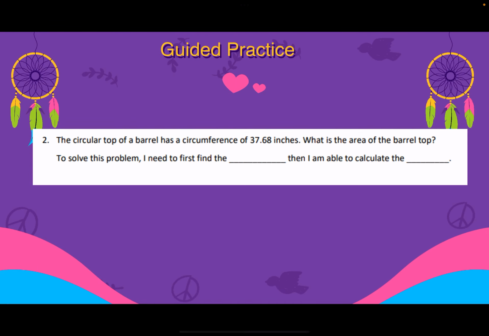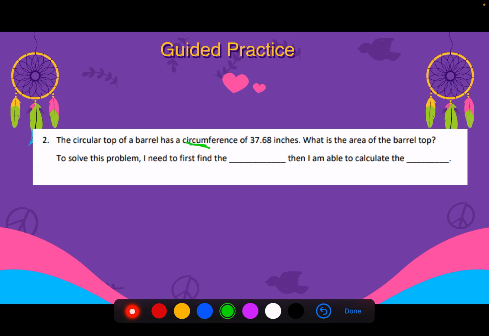All right, so this is our next guided practice question. It says, the circular top of a barrel has a circumference of 37.68 inches. What is the area of the barrel top? So to solve this problem, I need to first find the blank, and then I am able to calculate the blank. Okay, so the problem gives us the circumference of 37.68 inches, but we are looking for the area.